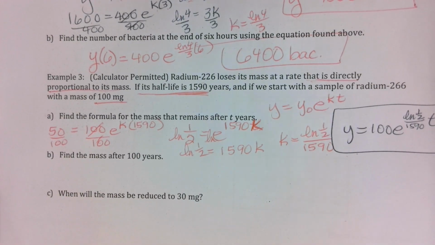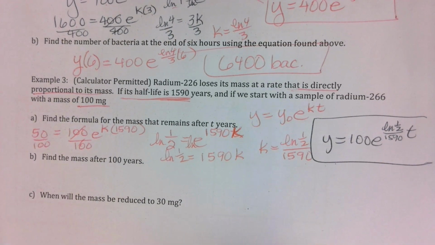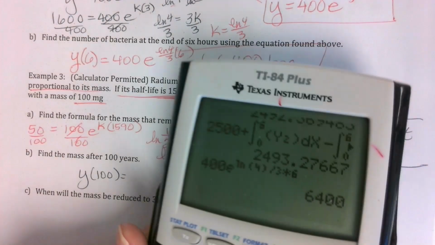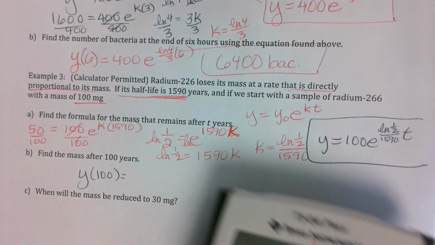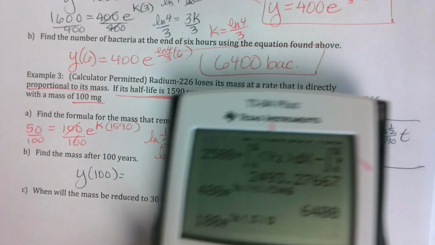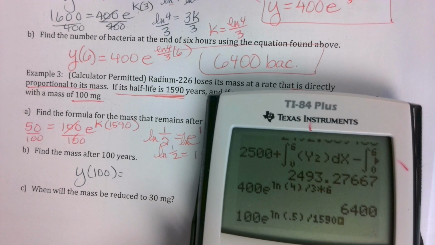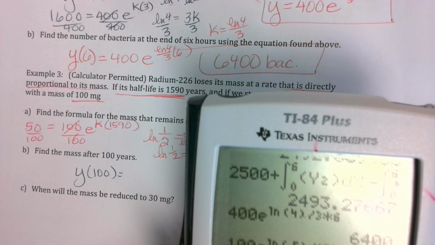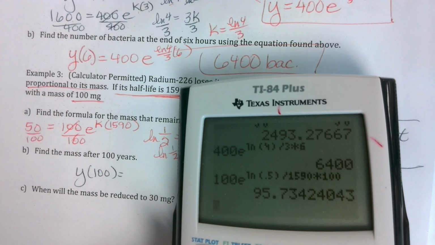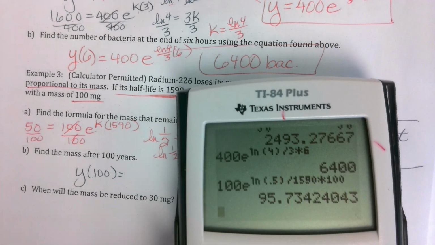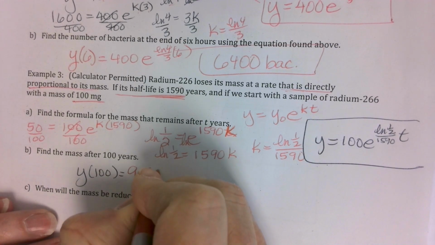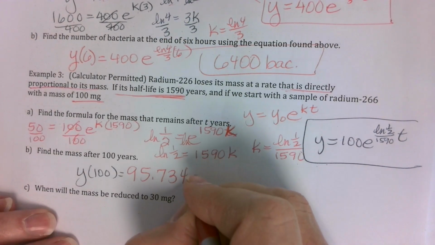Find the mass after 100 years. That's just y of 100, isn't it? Plug and chug. 100 e to the ln 0.5 divided by 1590 times 100. Yeah, times 100. Up there. 95.734. And it is in milligrams, right?